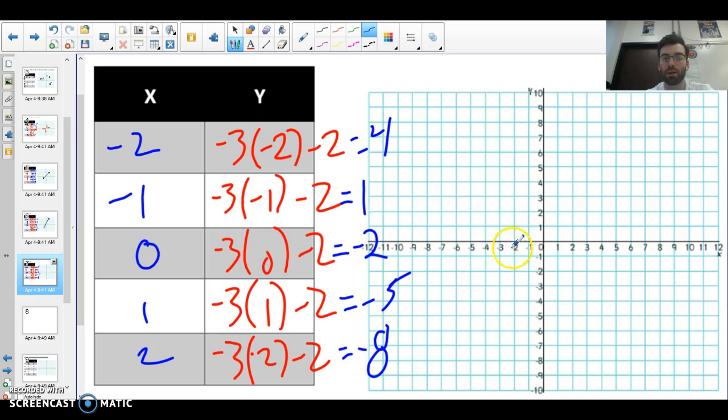Go plot your points. Negative 2, 4. Negative 1, 1. 0, negative 2. 1, negative 5.